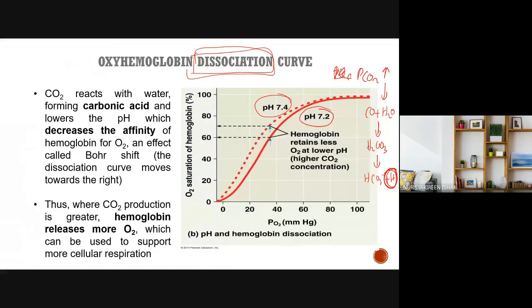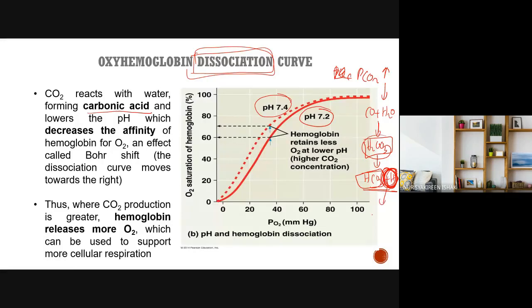Okay, so that's why bila dalam exam dia tanya, the normal blood pH must be at 7.4. Below than that, dia akan consider as acidic. Okay, so it says here carbon dioxide reacts with water forming carbonic acid, and lowers the pH which decreases the affinity of hemoglobin for oxygen. Nampak? Sebab reaction ni. Carbonic acid akan dissociate jadi bicarbonate and also hydrogen ion.